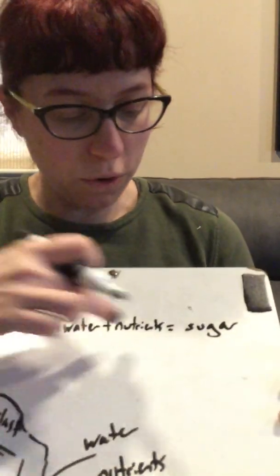So let's see this. Let's do sun plus water plus nutrients equals sugar because of the chloroplast. So sun, water, nutrients equals sugar. That is photosynthesis. Now, for the other one we learned about, I'm only doing these quickly because you guys already know them, is the CO2 to O2 process.